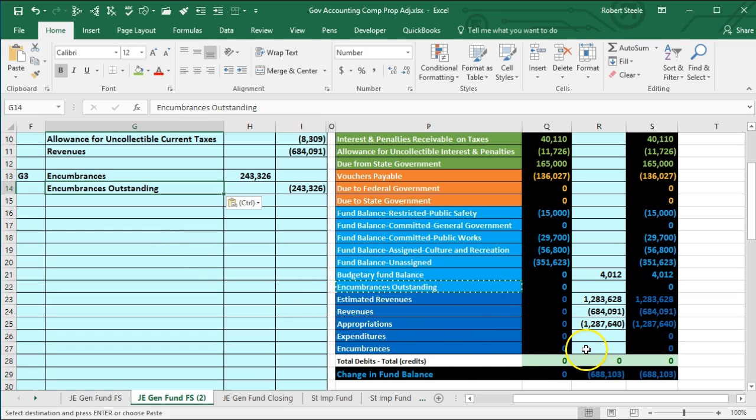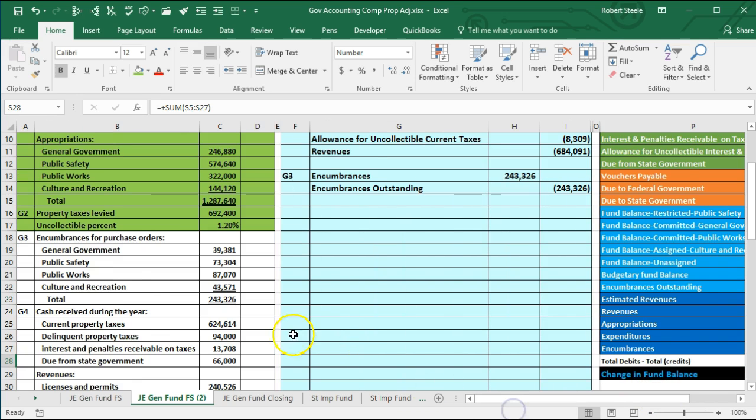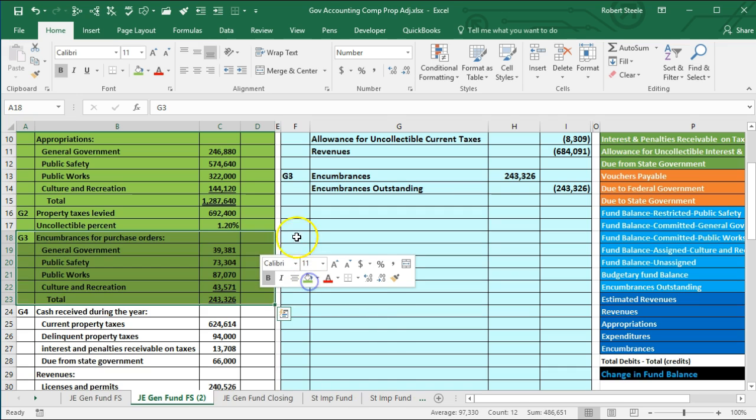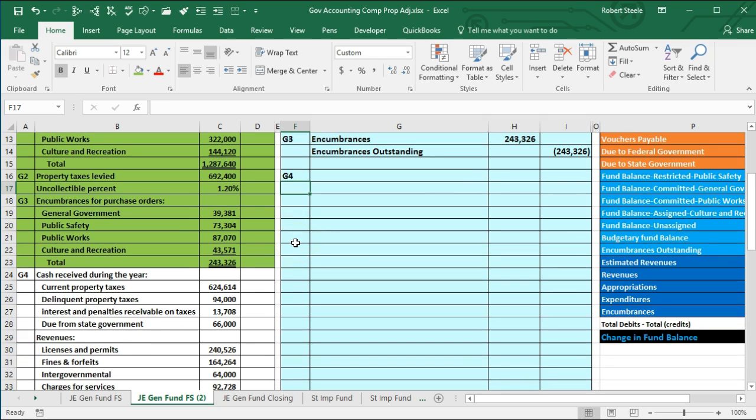Then we're going to post this out. So I'm going to go down here to R27 equals, point to H13, and enter, recording the encumbrances. Then the other side in R22 equals, pointing to I14, and enter, back in balance here, moving on to the next item. I'm going to go ahead and highlight this, say we have completed that. We're going to be doing the next item that is not green underneath the items that are green. And we have cash received during the year.